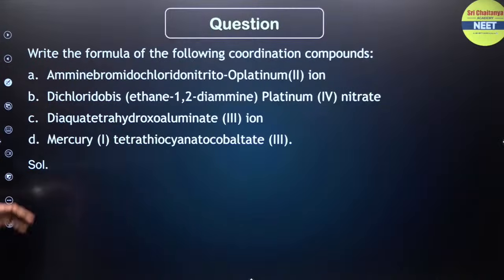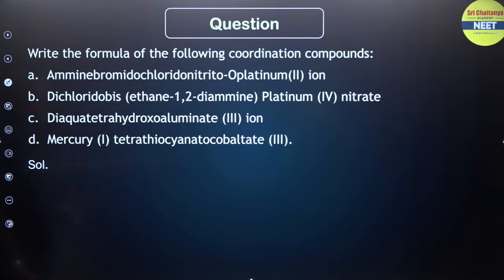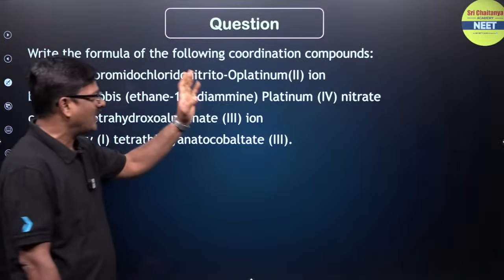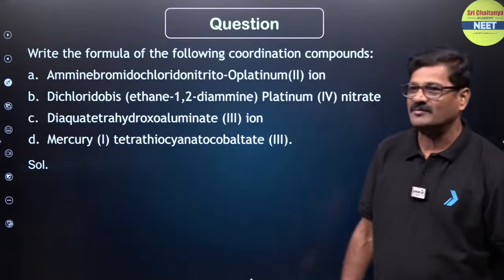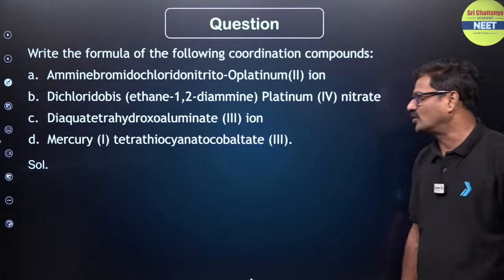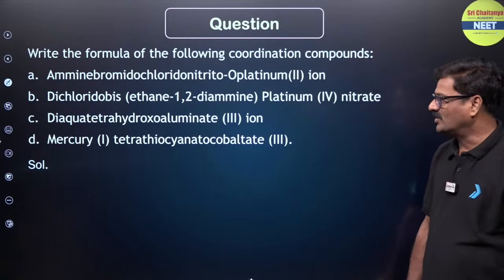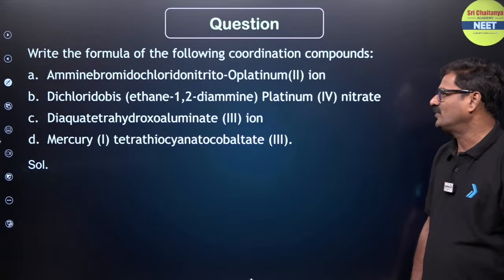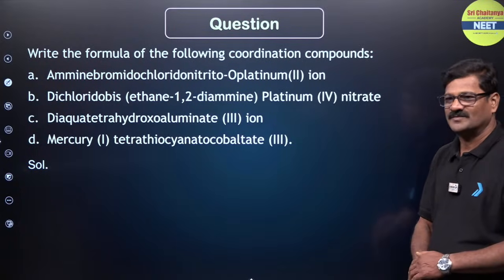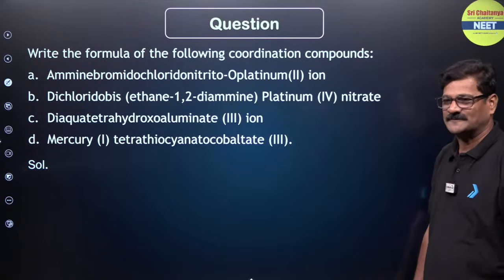So moving ahead, write the formula of the following compounds. Amminebromidochloridonitrito-O platinum 2 ion. Dichloridobis(ethane-1,2-diamine) platinum 4 nitrate. So the counter ion nitrate had to come. Diaquatetrahydroxo aluminate 3. Mercury 1, tetrathiocyanato cobaltate 3. Who is going to give the answer for the first one? I am waiting for your answer in the chat box. Come on.